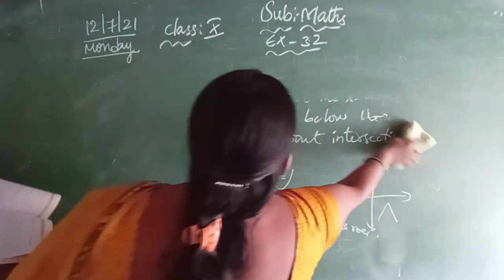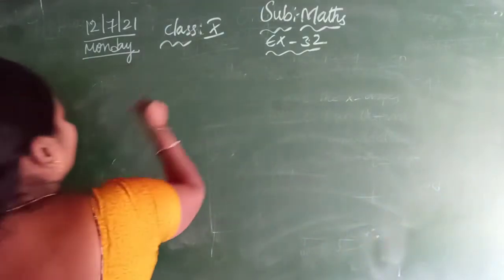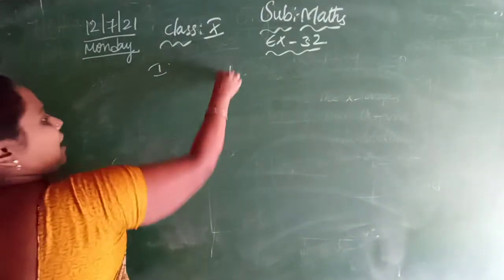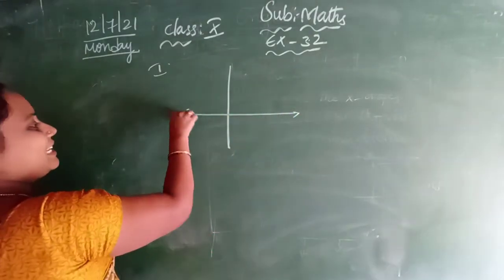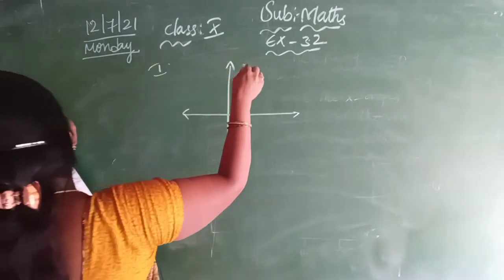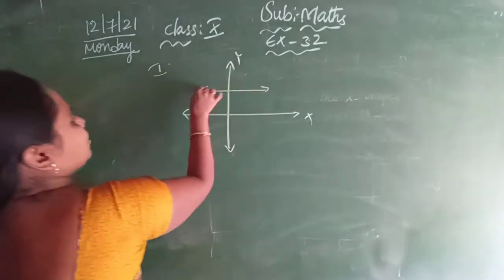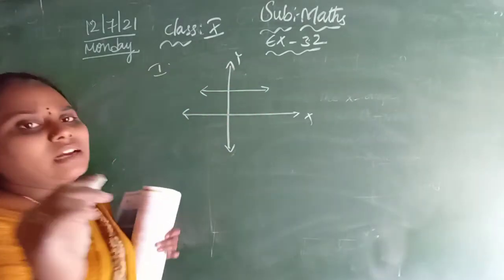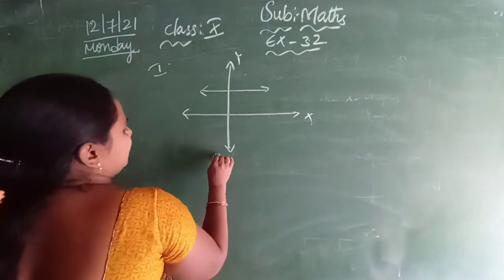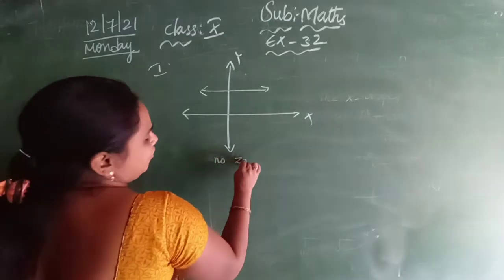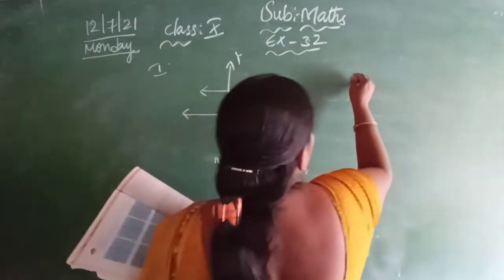So in exercise 3.2, we will see the first bit now. What is your first bit? The graph is like this. This is x, this is y. The graph is like this. This line is passing through the y-axis. It is not cutting the x-axis at any point. So it has no zeros. Next, second question.